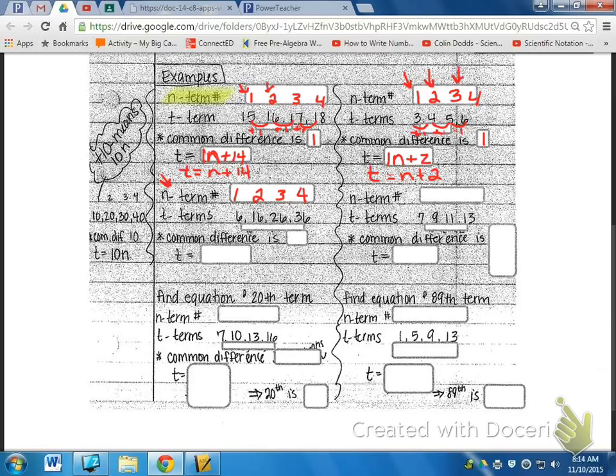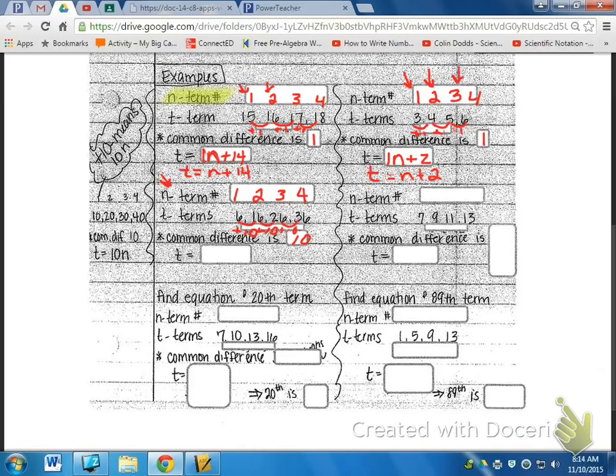Let's look and find the common difference from 6 to 16. What is it? Plus 10. And then double check the rest of them are the same. 16 to 26? Plus 10. 26 to 36? Plus 10. So my common difference is 10.